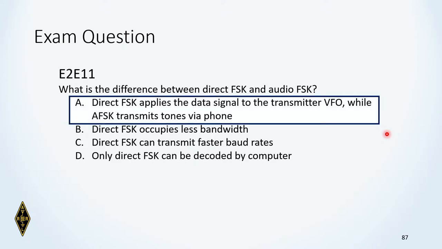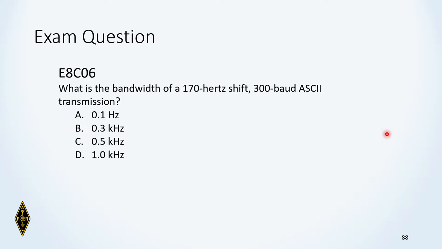Yes. Direct FSK applies the data signal to the transmitter VFO. That's why it's called direct. Well, AFSK transmits tones via phone, sideband, typically. What is the bandwidth? See if you can remember this one now. What is the bandwidth of a 170 hertz shift, 300 baud ASCII transmission? Charlie. It is Charlie. Yep, you can add the 170 and 300. That's what I'd recommend, and that's very close.